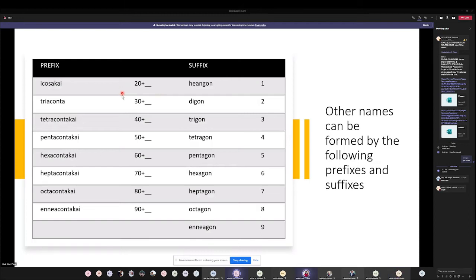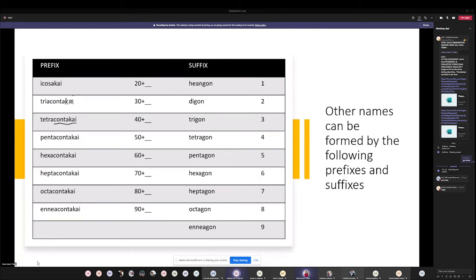And then for the sides that are greater than 20, like 30, 40, 50, etc., the suffixes are now changed. Instead of using decagon, we have icosakai. This should be triakontakai, there should be a kai here. So triakontakai, then tetrakontakai.